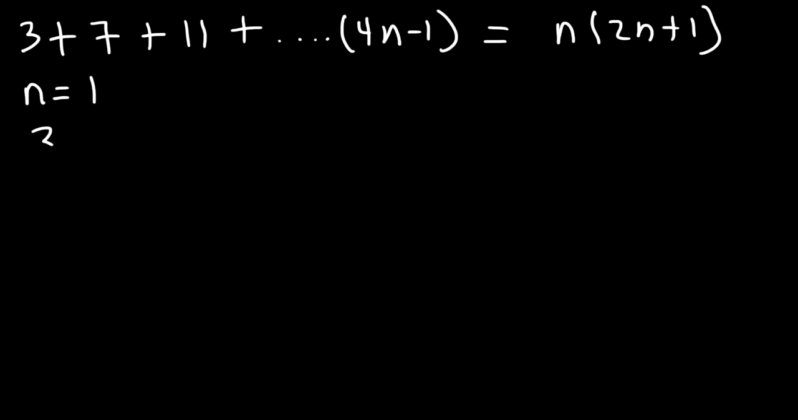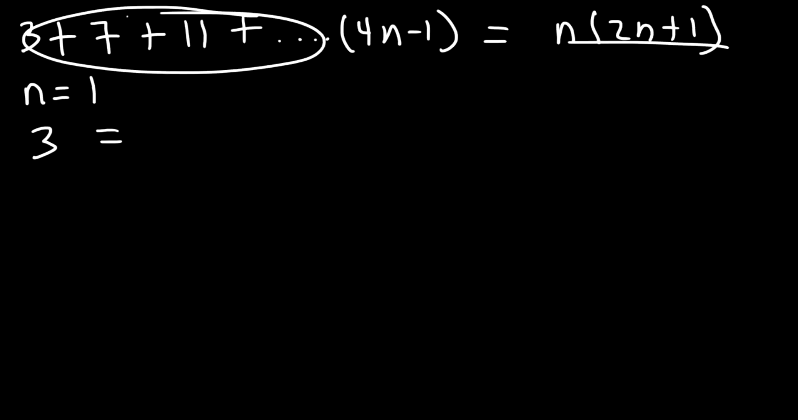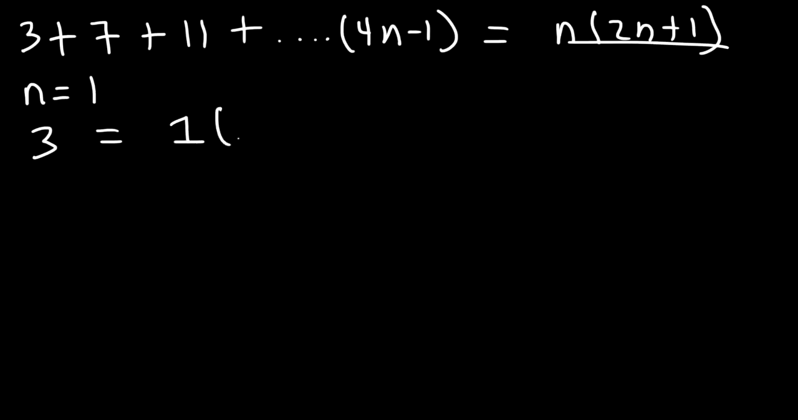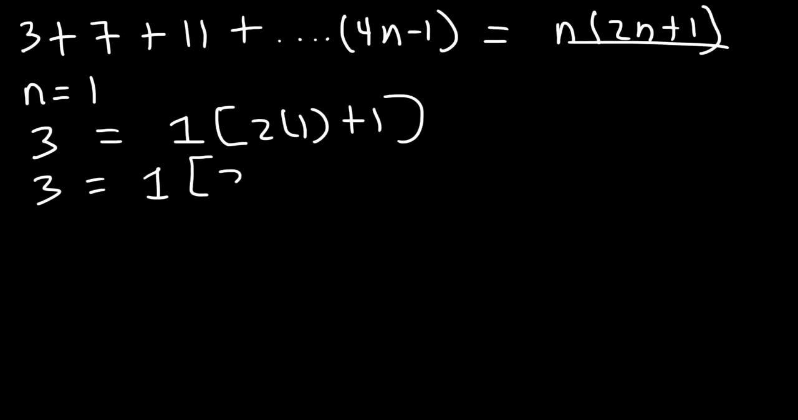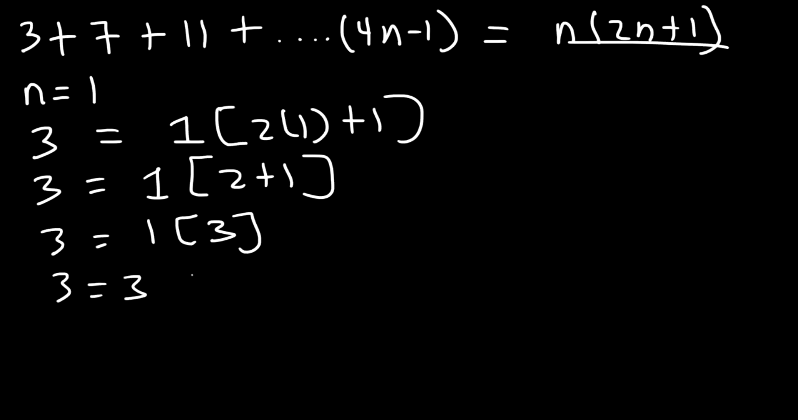Let's see if it's true for the first term. The first term in this sequence is 3, and n is 1, which represents the sum of terms on the left. So we only have one term, so the sum has to be 3. If we replace n with 1, this is going to be 1 times 2 times 1 plus 1. 2 times 1 is 2, and 2 plus 1 is 3. 1 times 3 is also 3. So it's true for n equals 1.